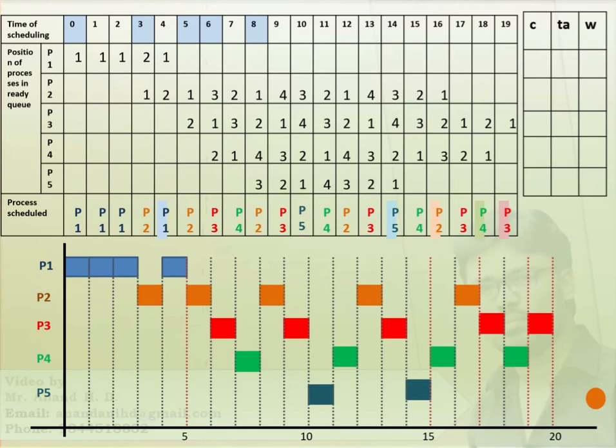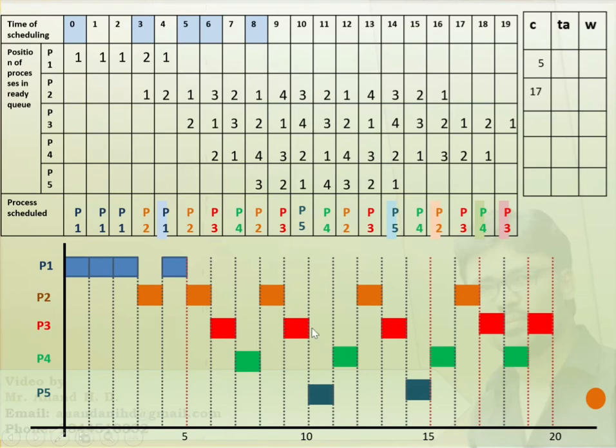So let us first evaluate completion time C for all the 5 processes. So as you can look from the timing diagram, P1 has completed its execution at 5 time units. So C of P1 is 5. And for process P2, P2 completed its execution at 17 time units. So C for P2 is 17.